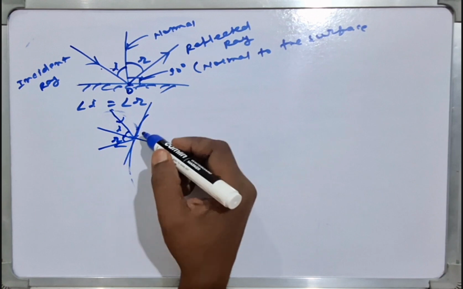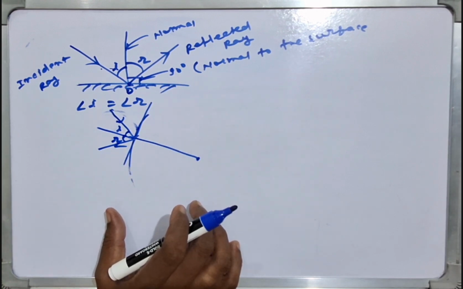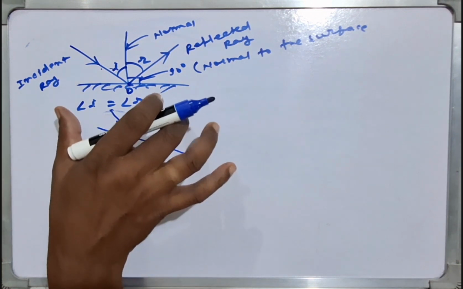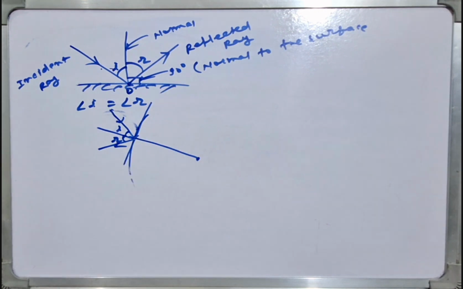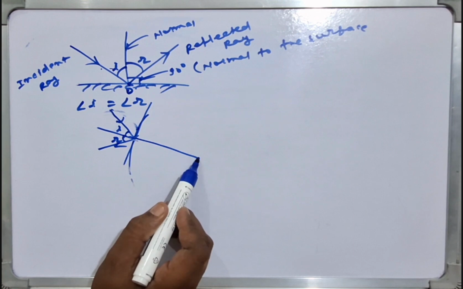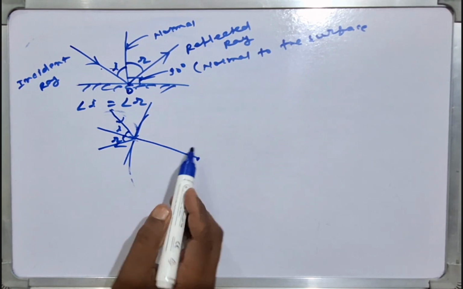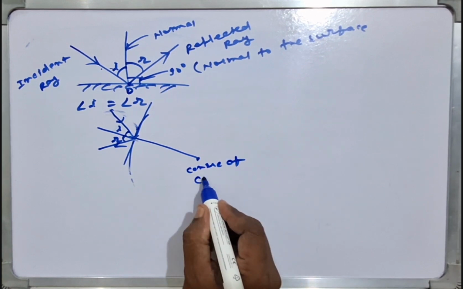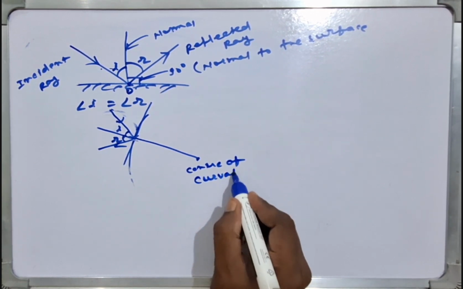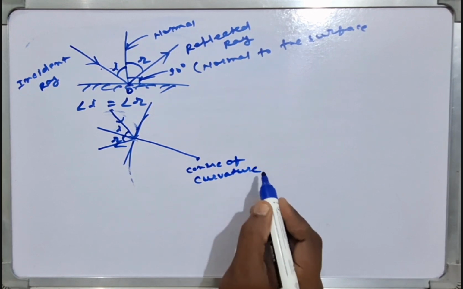So in a curved surface, how could you draw the reflection of light? You make a tangent, which gives the slope of the curve at that point. And when you make a normal, it must pass through the center of curvature.